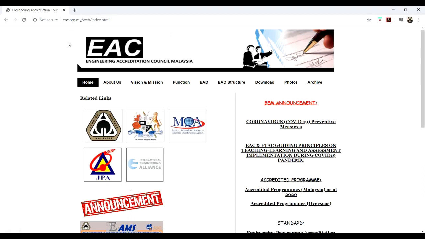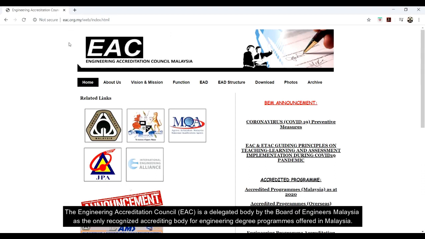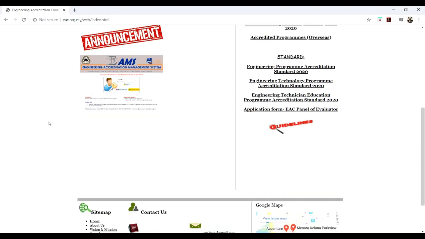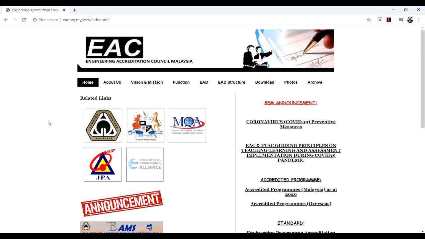For your information, the Engineering Accreditation Council (EAC) is a delegated body by the Board of Engineers Malaysia (BEM) as the only recognized accrediting body for engineering degree programs offered in Malaysia. From this website, the information regarding EAC is clearly stated and can be understood.